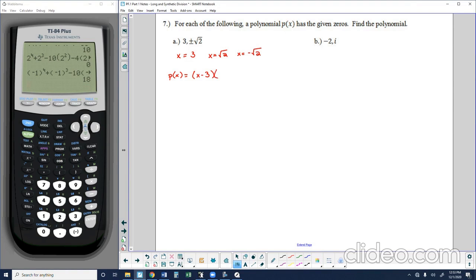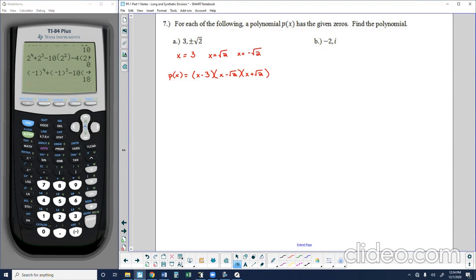I would subtract root 2 from both sides to get x minus root 2 equals 0. So x minus root 2 is a factor. I would add root 2 to both sides on the last one to get x plus root 2 equals 0. So x plus root 2 is a factor.